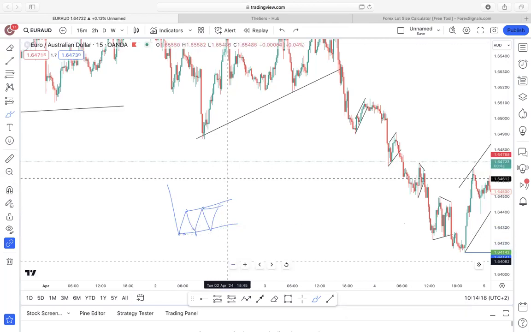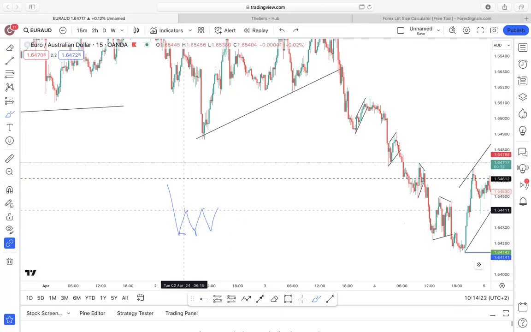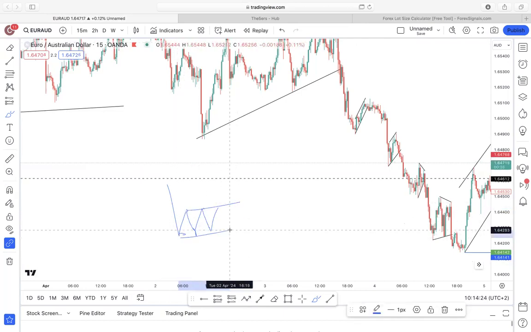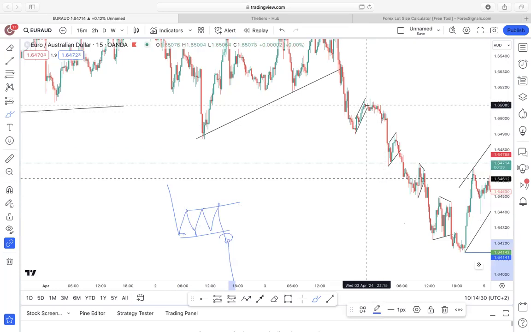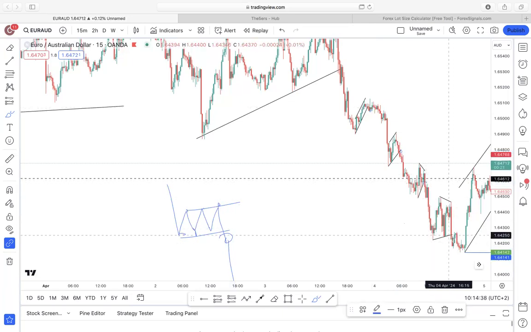Even if it does form, let us say, a third touch, like so, it doesn't matter. As soon as it breaks out, it has a higher probability of dropping. Just like over here, as you can see, price broke out, what happened? It dropped. Price broke out, what happened? It dropped. Price broke out, what happened? It dropped. Price, what happened here? It broke out, even though it was a small movement, but it did drop.